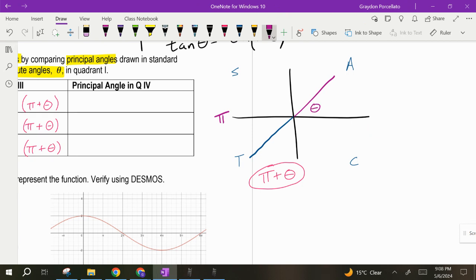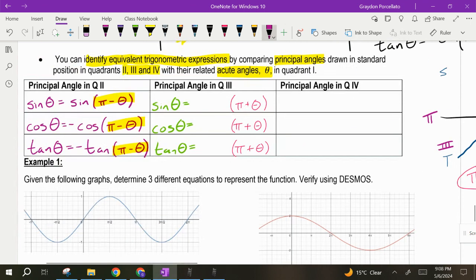So if I were to take the sine of this angle here, it's going to be positive because all values are positive in this quadrant. Now, if I were to look at the principal angle over here, is sine positive or negative in the third quadrant, quadrant 1, 2, 3? Well, sine is negative there, because of the t's. So we're going to write here that sine theta equals negative sine of pi plus theta.